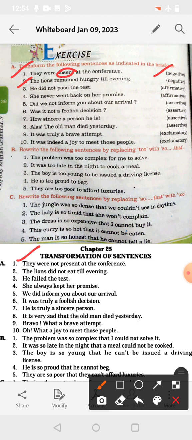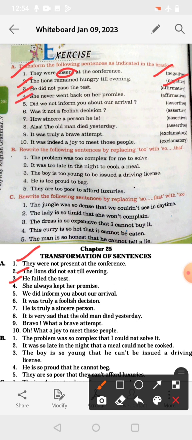Okay. Now number 2, the lions remained hungry till evening. This also we have to change it to negative. So it will be the lions did not eat till evening. Number 3, he did not pass the test. This we have to change it into affirmative. So he failed the test. Passed means failed the test. Okay, the meaning is same.